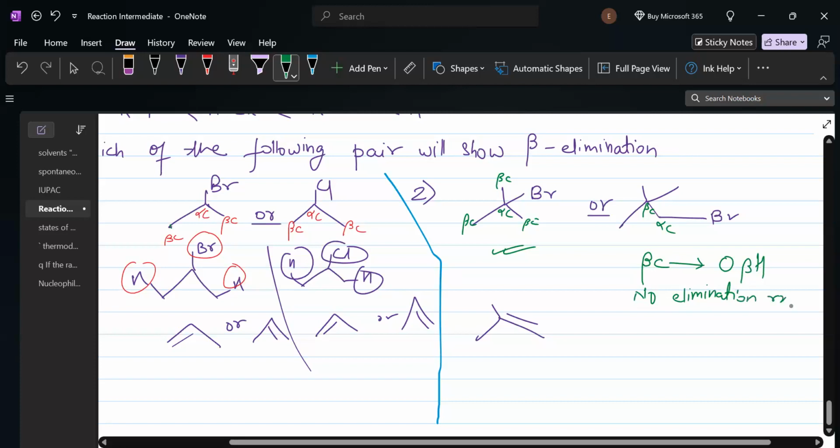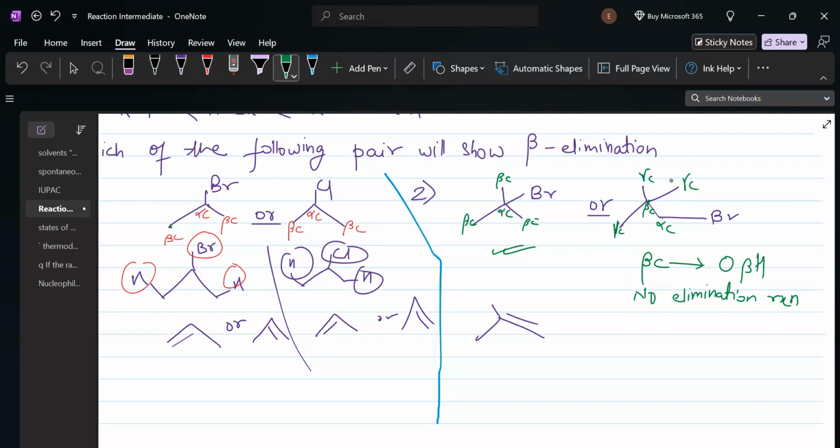But, sir, the other beta carbons have beta hydrogen? No, these are alpha, beta, gamma carbons. These are gamma carbons, they are very far away. This one is first, this is second, and these are third ones. This one is primary, this is secondary, and these three are tertiary. We are only concerned with secondary ones. Khadija, you understood the problem here?